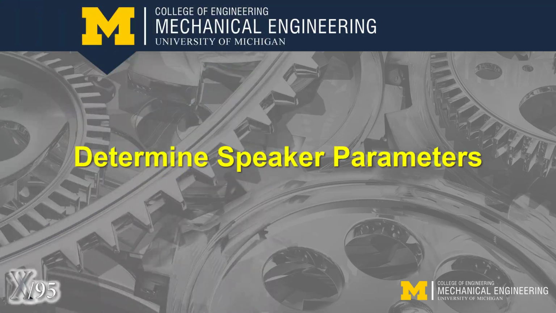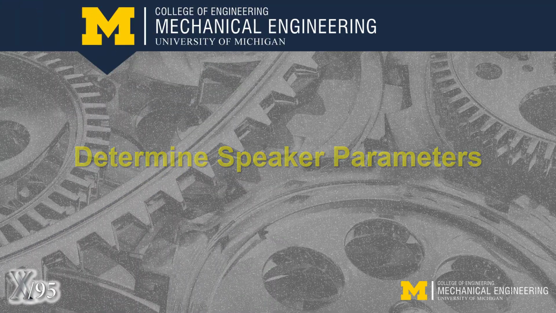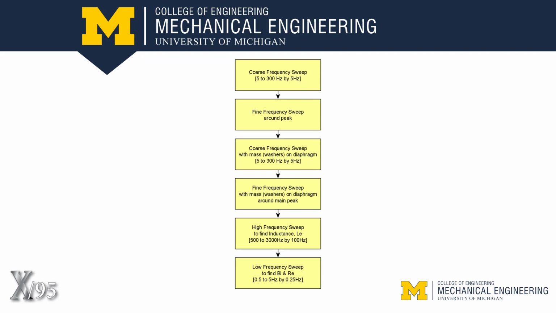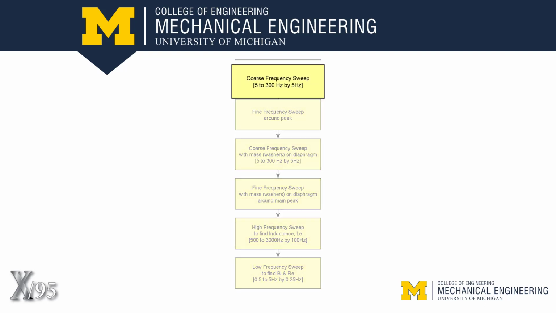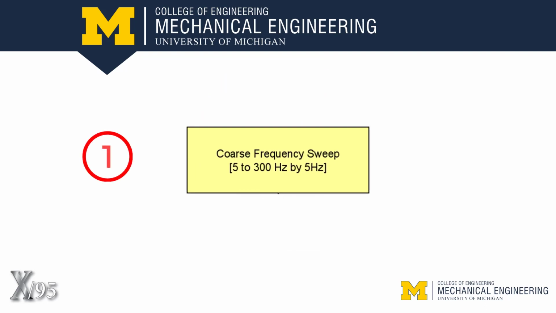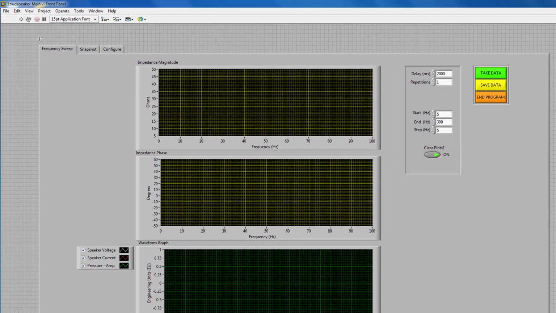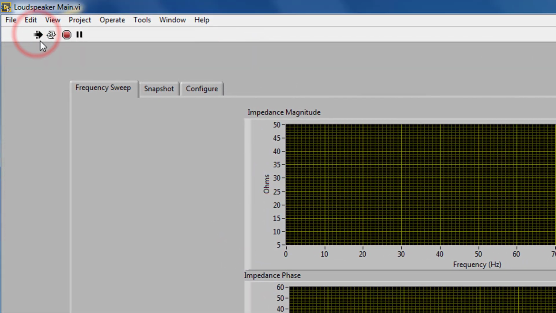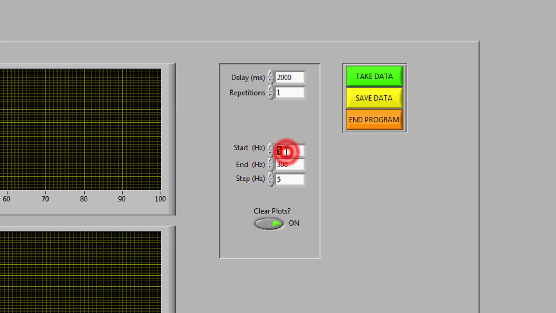In order to determine the various speaker parameters, you'll need to run a series of 6 different tests. First, we'll perform a coarse frequency sweep with the microphone to capture the general response profile. Click on the white arrow in the menu bar. The frequency sweep sequentially steps through a range of frequencies, which we'll set from 5 to 300 Hz with a large step size of 5 Hz.